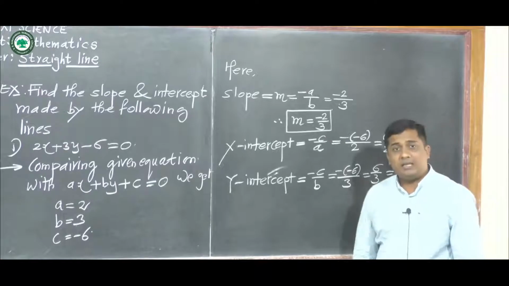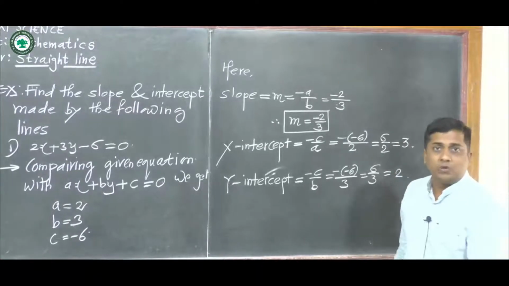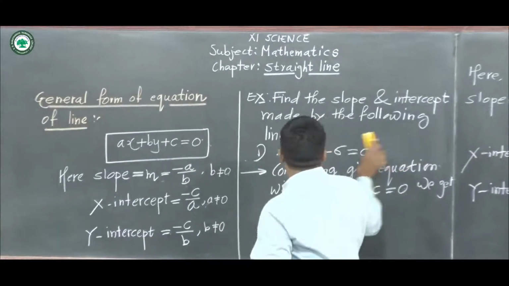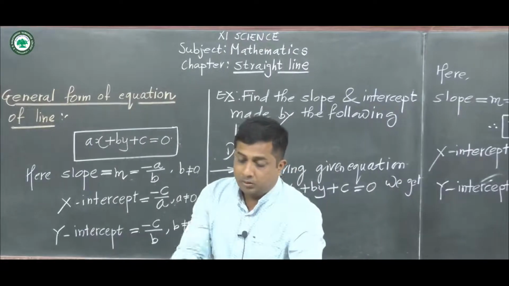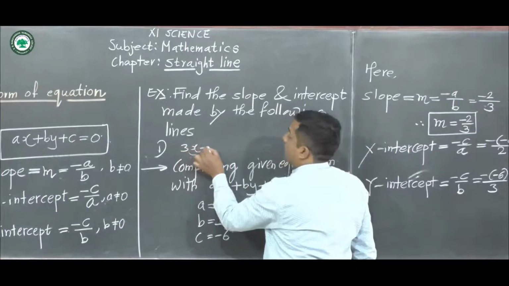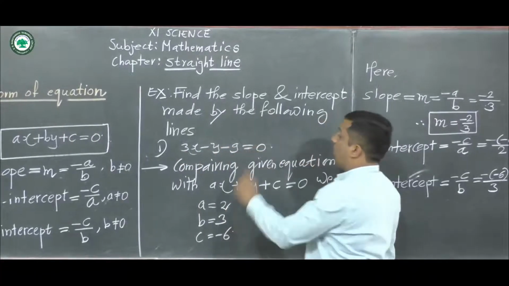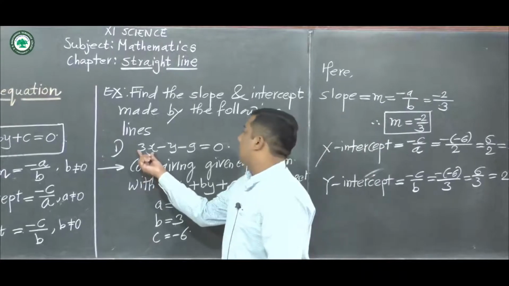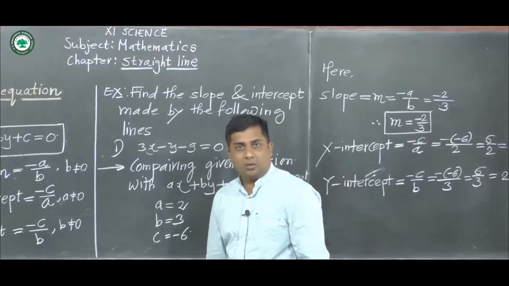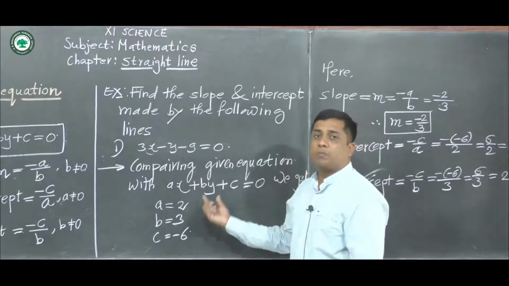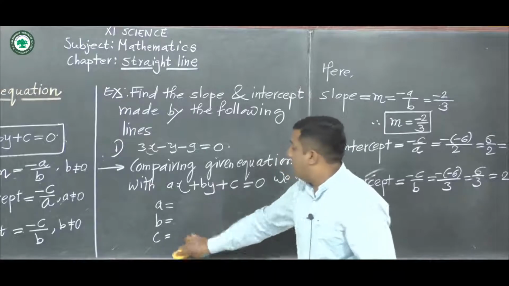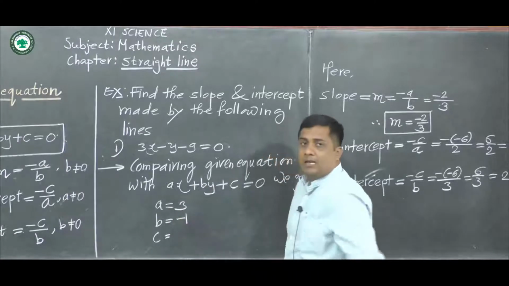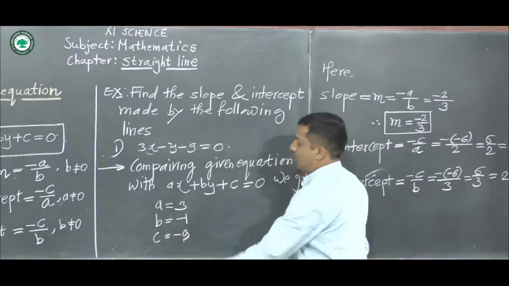A very interesting and very simple example it is. Let's go with the second example. The given equation of the line is 3x minus y minus 9 is equal to 0. Again, everyone knows this equation is in the form ax plus by plus c equal to 0, so we compare the given equation with ax plus by plus c equal to 0. Then we get a as 3, b is minus 1, and c is minus 9.